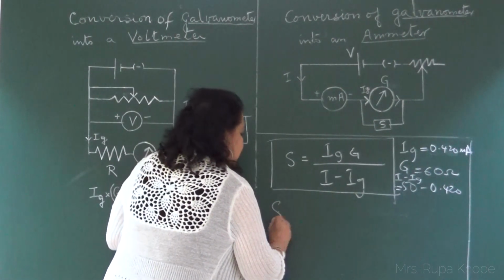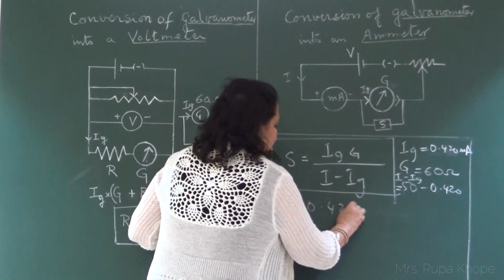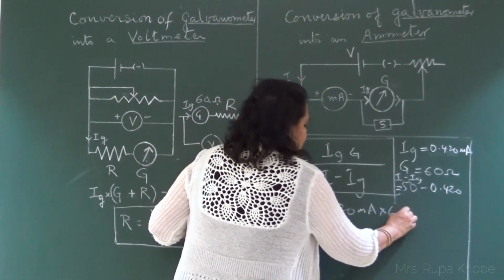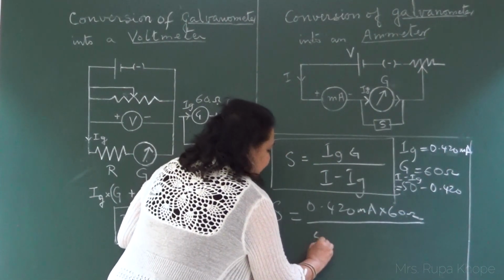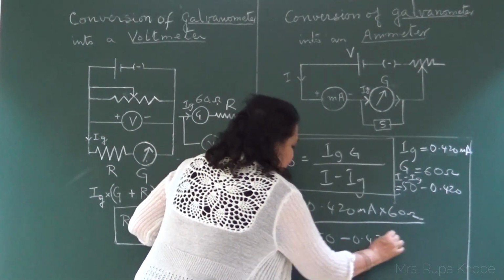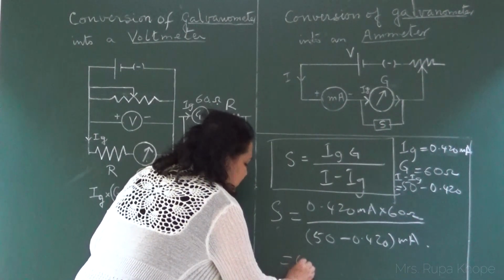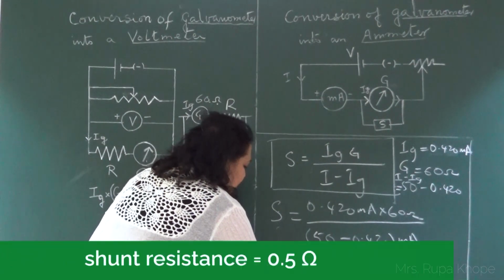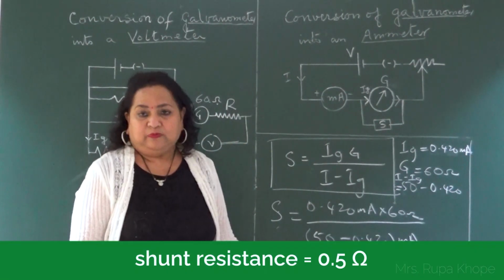So shunt resistance is equal to Ig, which is 0.420 milliamps, multiplied by 60 ohm, divided by 50 minus 0.420 milliamps. Let's calculate and we get the answer as 0.5 ohm. So we get 0.5 ohm as the shunt resistance. It's a very, very small value.